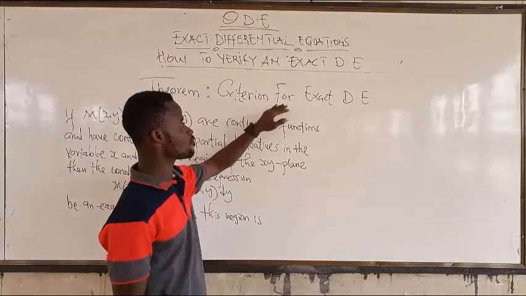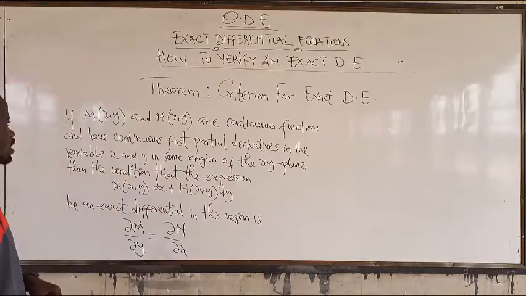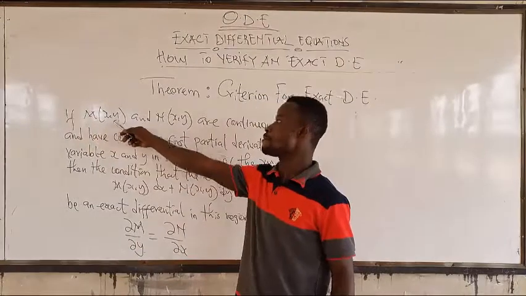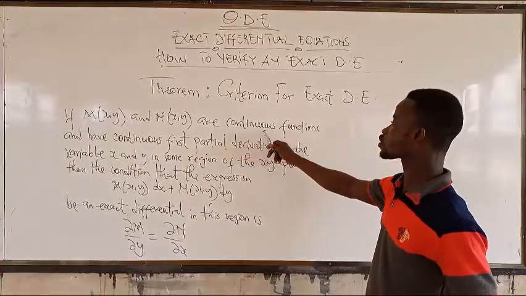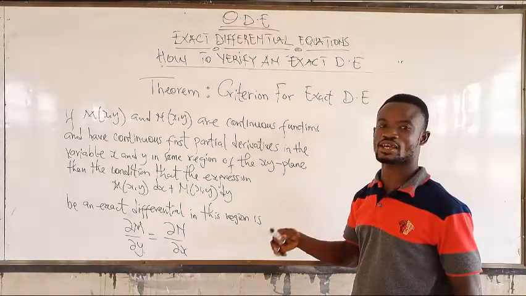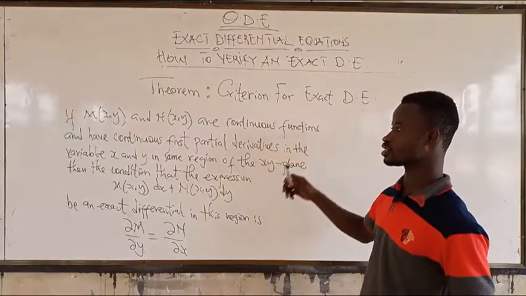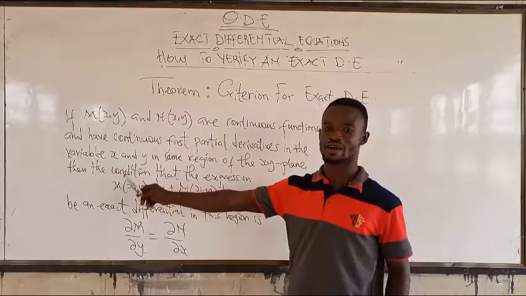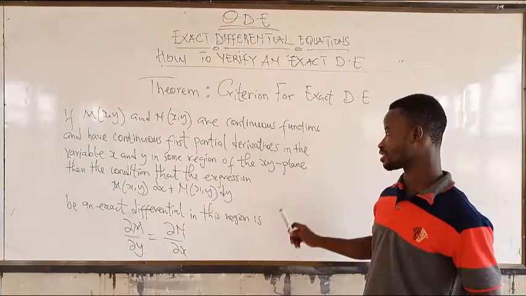is the criterion for exact differential equation. So, what is the theorem saying? The theorem is saying that if M is a function of x and y, and N is a function of x and y, are continuous functions. You know what a continuous function means? That means that there is no break, or there is no hole. A continuous function, and have continuous first partial derivatives in the variables x and y in some region of the x, y plane.